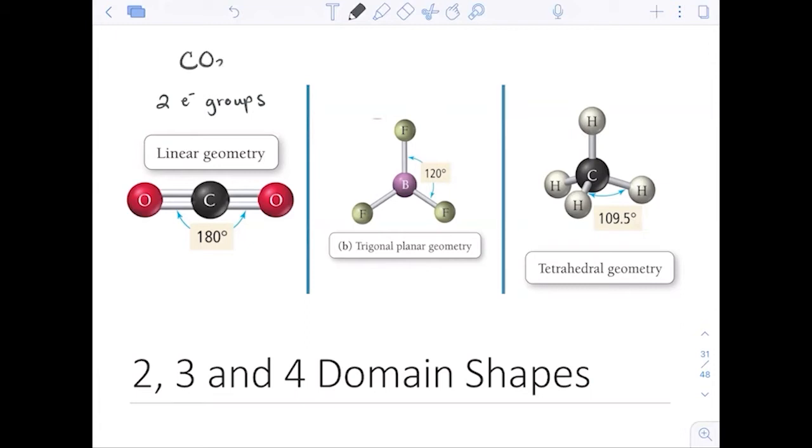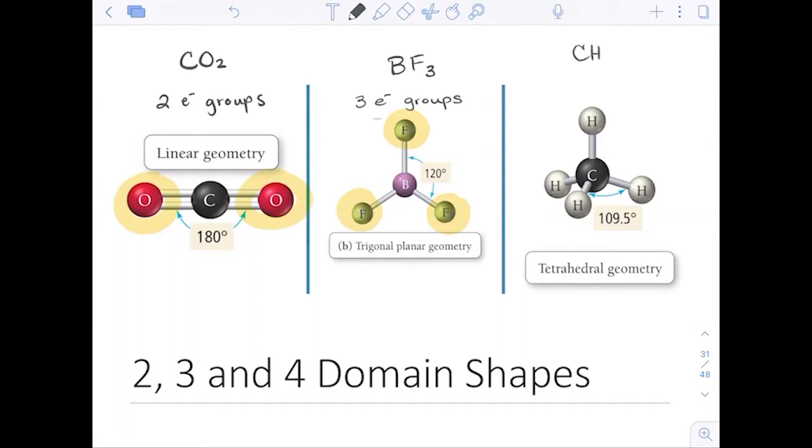Very important example, CO2. Those two electron groups are oxygens, 1, 2, around the central atom. They like to be spread out 180 degrees. Now, our incomplete octet with boron is a very important example of the trigonal planar geometry, the 3 electron groups. Again, the 3 electron groups being 1, 2, 3 outer atoms. Boron will make those outer fluorines equidistant from each other, which is 120 degrees.